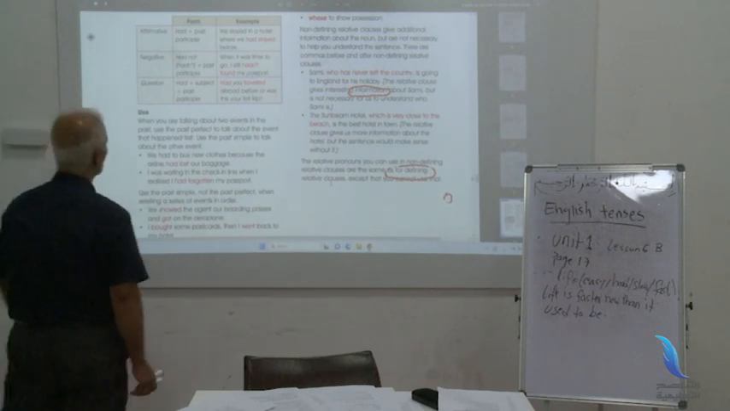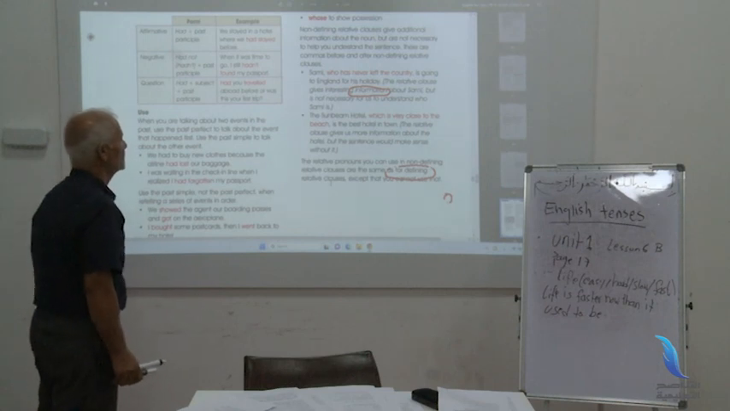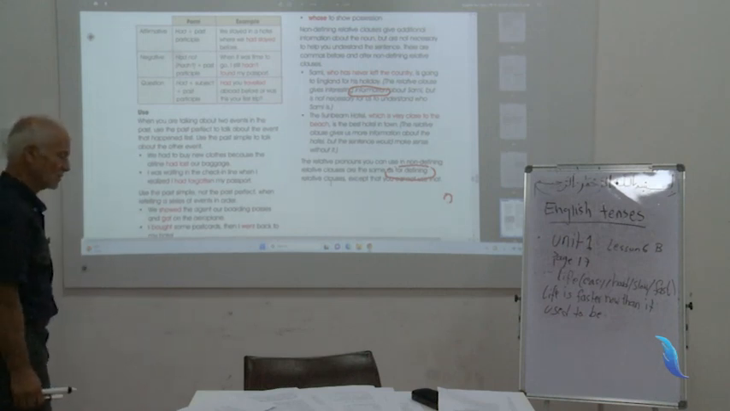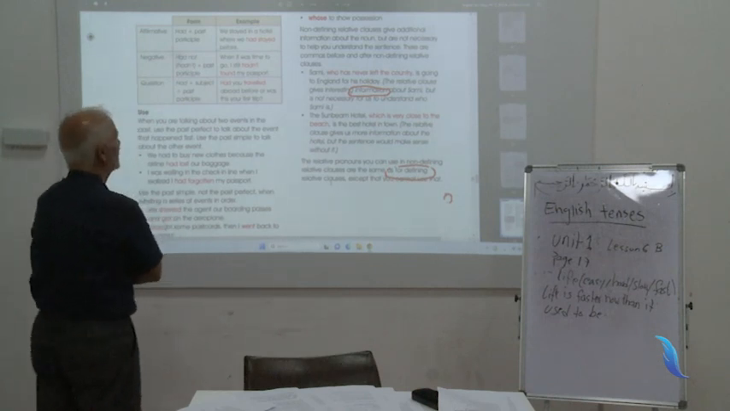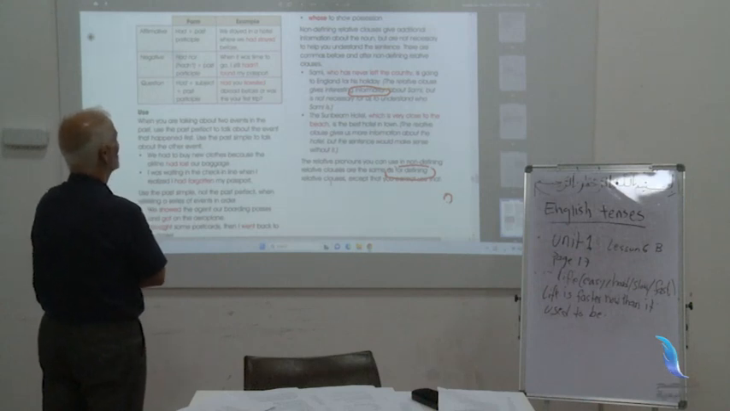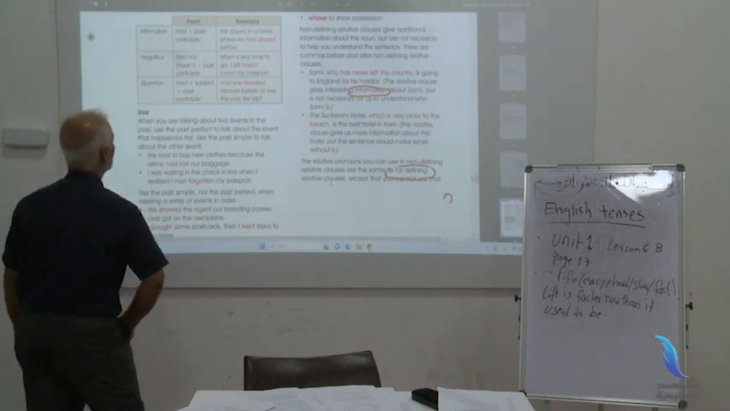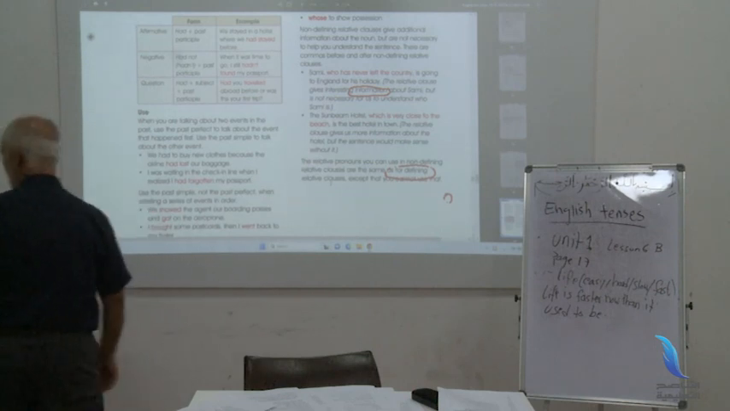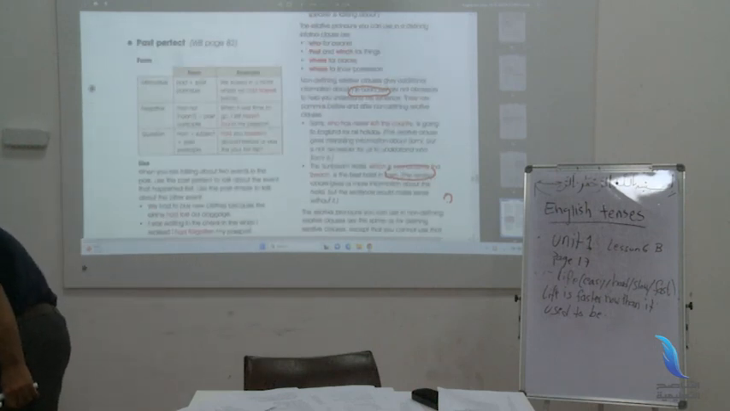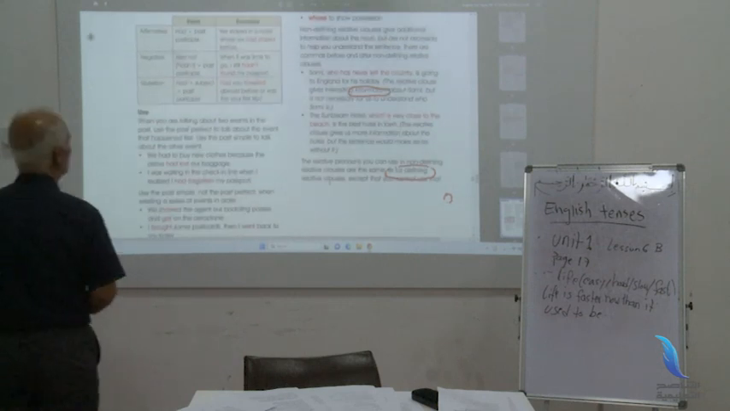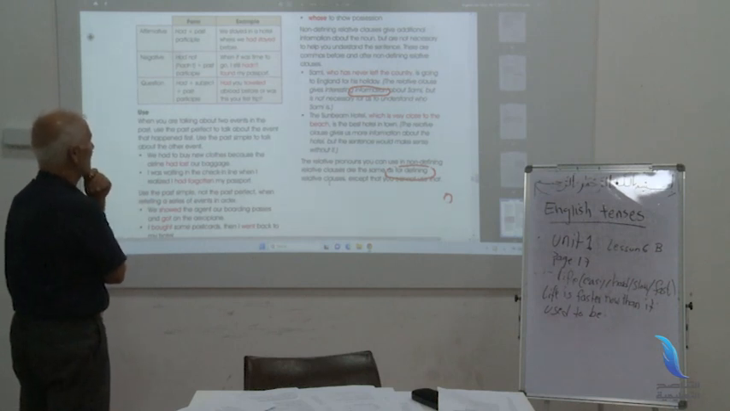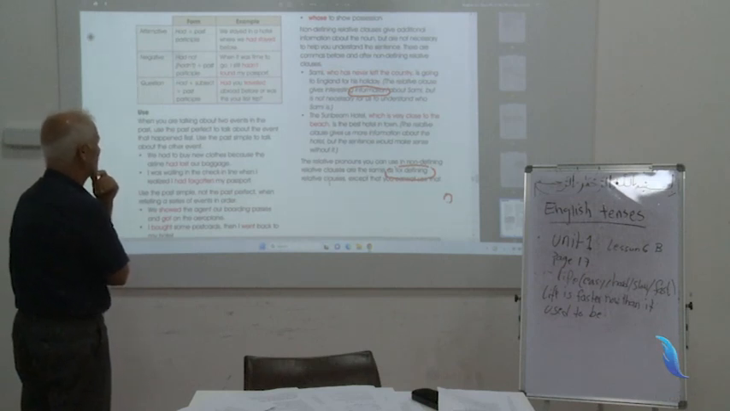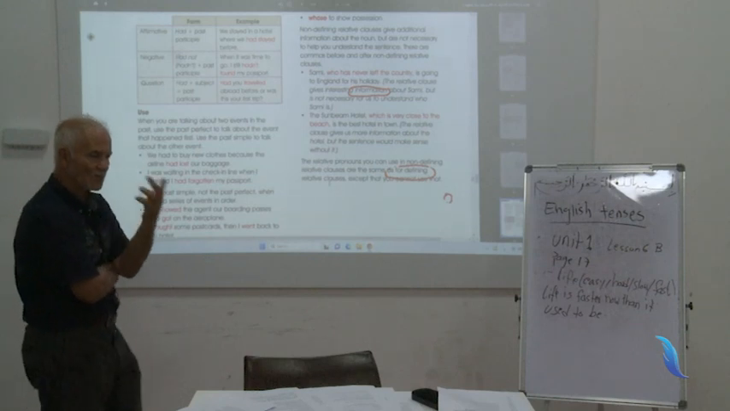Okay, so when we are talking about two events in the past, look, two events, not only one event. Use the past perfect to talk about the event that happened first. Use the past simple to talk about the other event. So we have two events that happened.